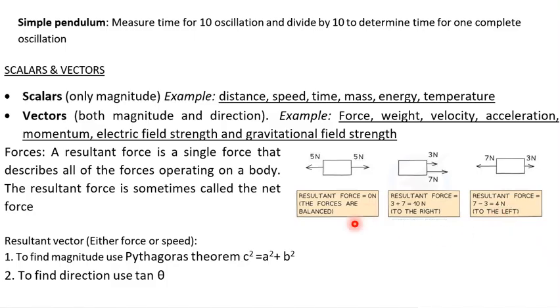When the forces are acting at right angles to each other, then we have to use the Pythagoras theorem to determine the resultant vector in terms of force or speed. In your exam, they will ask in terms of force or speed, so kindly use the Pythagoras theorem. To determine the direction, that is the angle, you have to use tan theta.